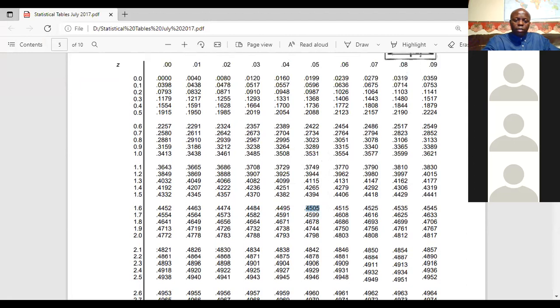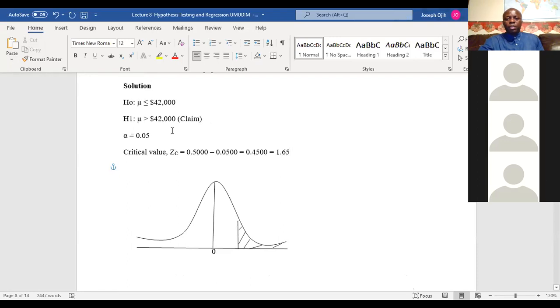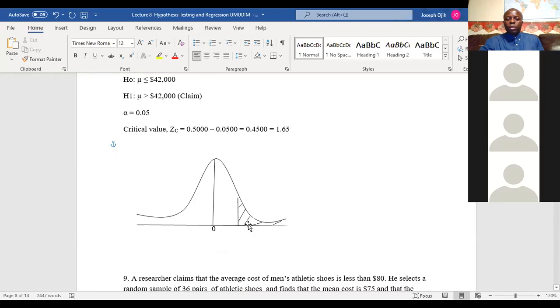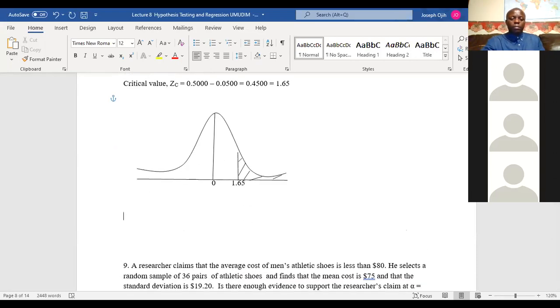So the critical value is 1.65. So now we are ready to run the test. You state the hypothesis, find the alpha value, find the critical value, and you are ready to run the test. That means the critical value will be somewhere here, 1.65. See? Now we are ready to run the test.